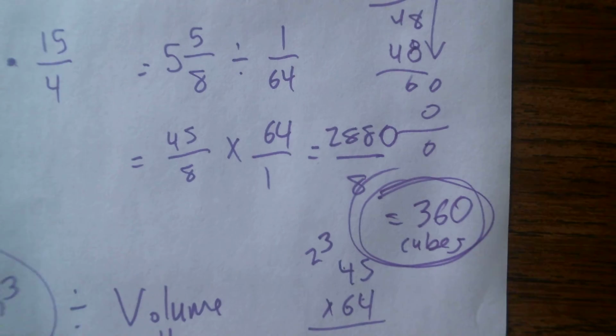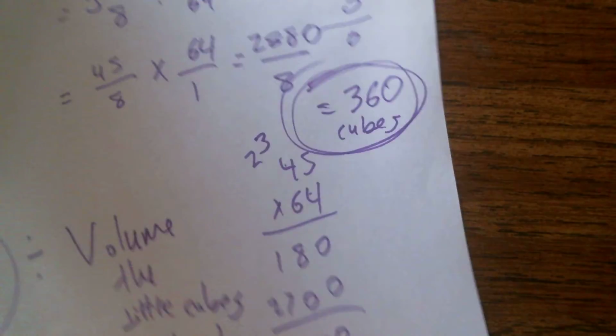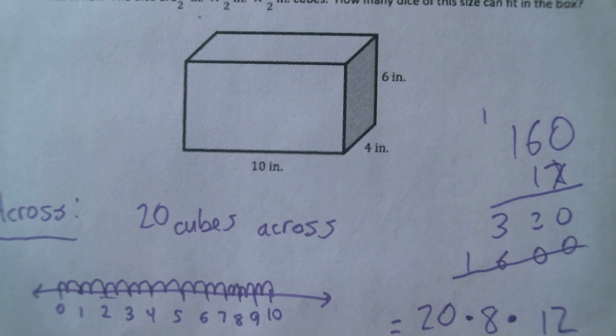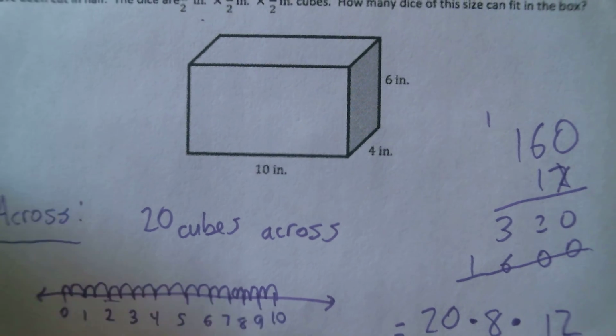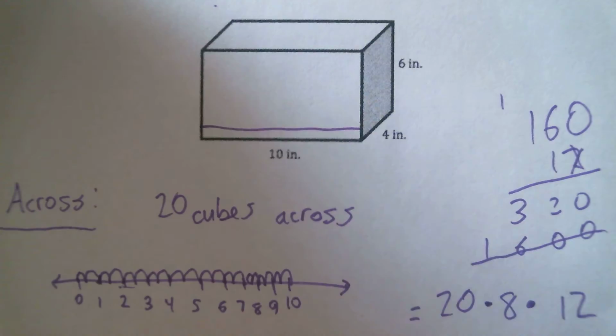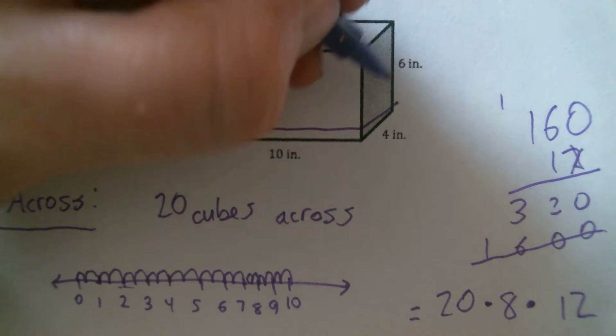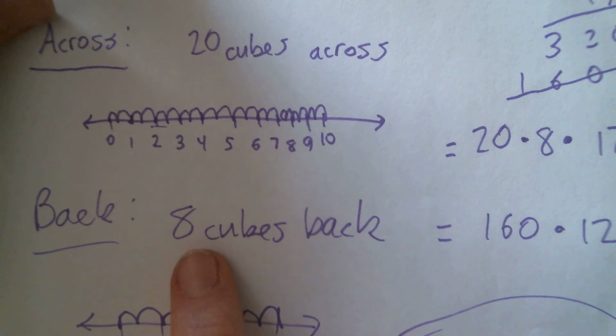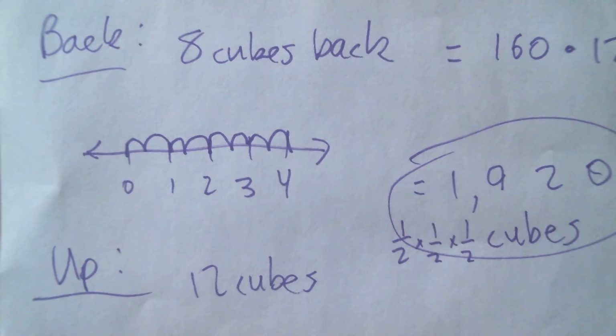Okay, so first, let's think about what we did on the previous page. On this page, we had this shape. And we were filling it up with these little 1/2 inch cubes. So I had to think, how many could fit across the front? How many could fit back? How many could fit up? I found out 20 fit across, 8 fit back, 12 fit up. Now I just did the last one a little differently.